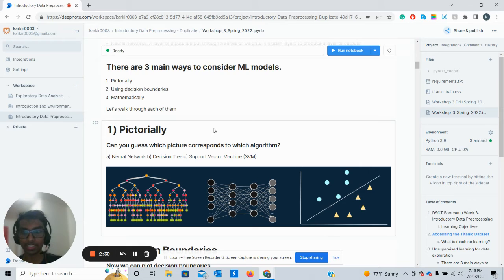Hopefully you have your guesses in, but just a spoiler alert, this one here is a neural network, this one here is a decision tree, and this one here is a support vector machine. We'll get into more of what these are in the next workshop.